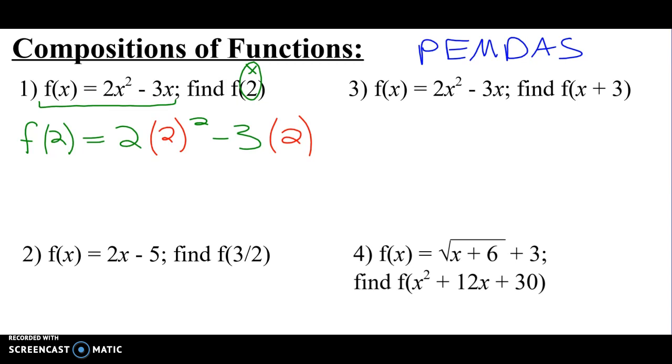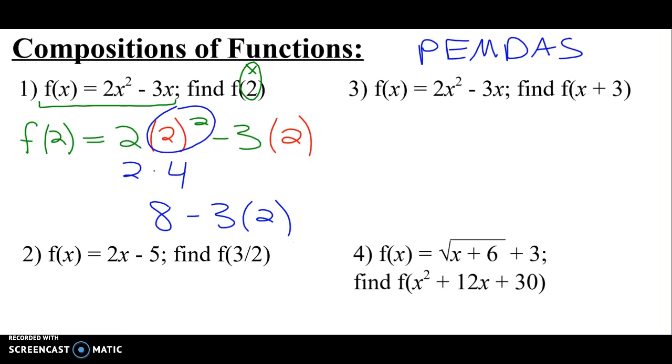A lot of people will do 2 times 2, and they'll get 4, and then they'll do 4 squared and get 16. But that's the wrong order of operations. What do I have to do first? The exponent. So we actually need to take 2 and square it first, which is what? 4 times 2 is 8, not 16. So if you don't do your good old PEMDAS, you're going to get the wrong answer here.